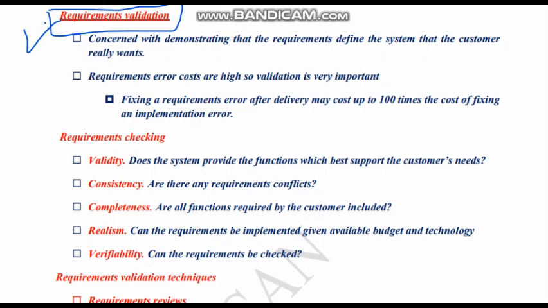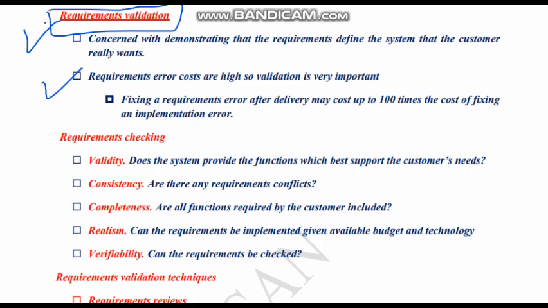So validation is a process to check whether the software is designed correctly, whether the software is verified correctly, and it will satisfy all the needs of the customers. That process is called requirement validation. More precisely, it is concerned with demonstrating that the requirements define the system that the customer really wants. It means whatever software you are going to design, it should satisfy all the requirements provided by the customer. Requirements error costs are high, so validation is very important.